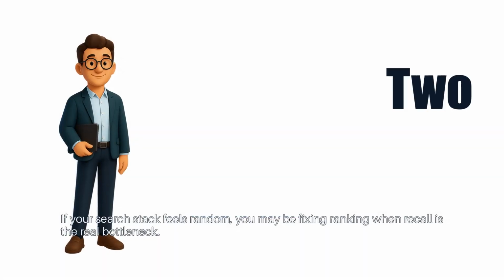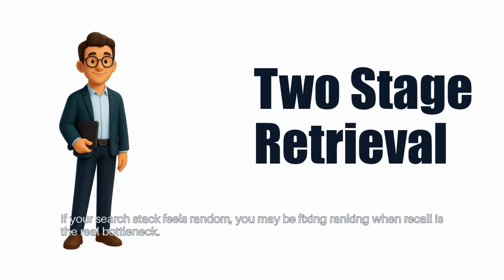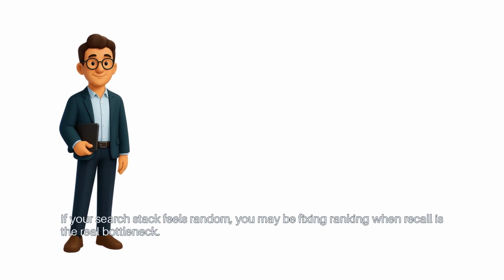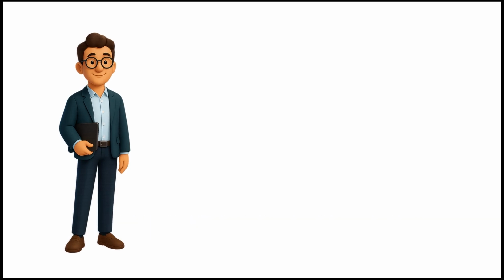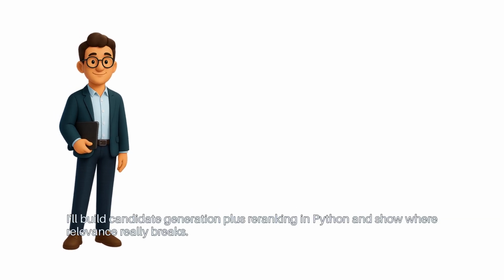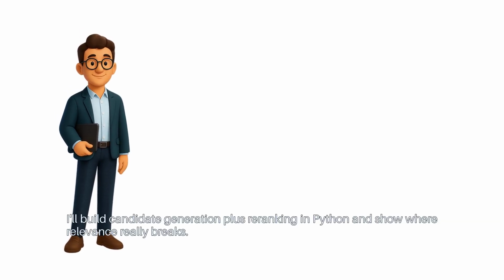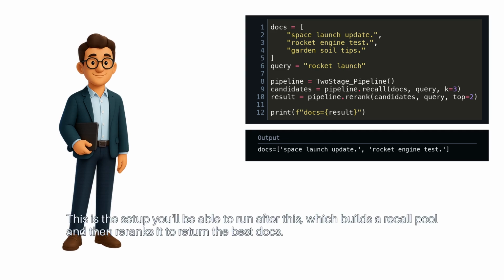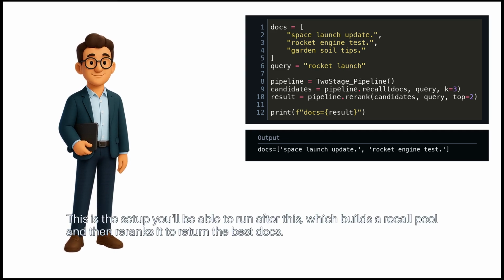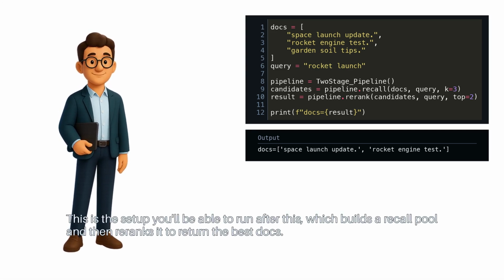If your search stack feels random, you may be fixing ranking when recall is the real bottleneck. I'll build candidate generation plus re-ranking in Python and show where relevance really breaks. This is the setup you'll be able to run after this, which builds a recall pool and then re-ranks it to return the best docs.